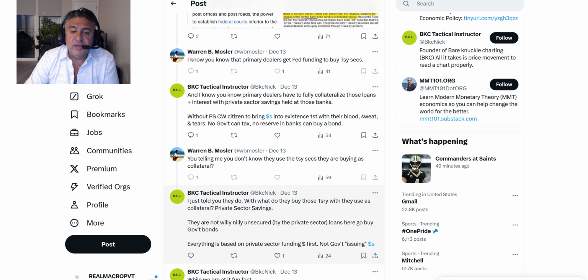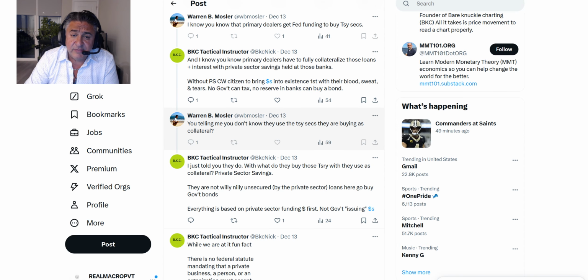Without a creditworthy private sector citizen to bring a dollar into existence first, with their blood, sweat, and tears, no government can tax, no reserve in banks can be, I couldn't say bought because there wasn't enough characters, buy a bond. It's impossible. Can't do it. You need to have those private sector deposits, right, to create reserves so then you can buy the bond.